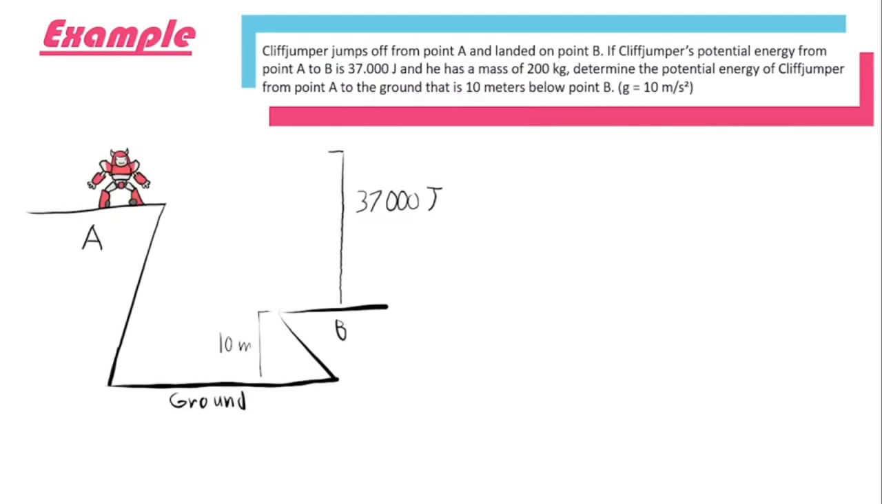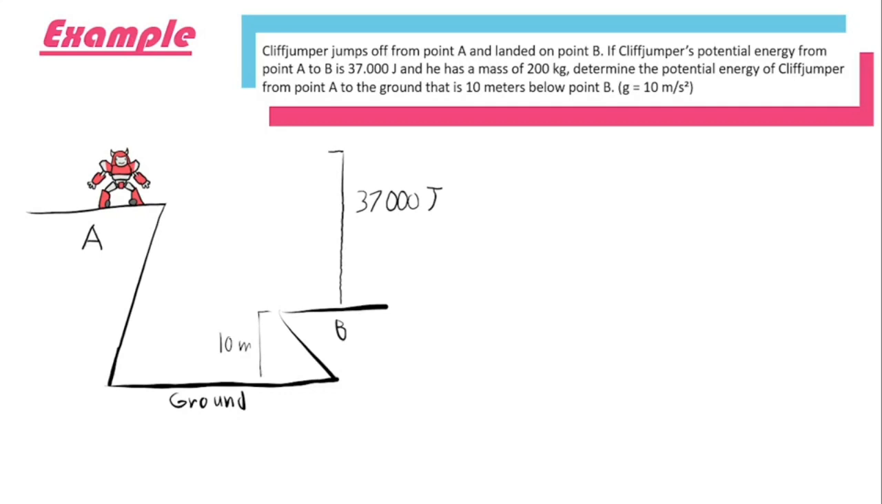Here is an example of a problem involving gravitational potential energy. A cliff jumper jumps off from point A and lands on point B. If the cliff jumper's potential energy from point A to B is 37,000 joules and he has a mass of 200 kilograms, determine the potential energy of the cliff jumper from point A to the ground, that is 10 meters below point B, assuming gravitational acceleration is 10 meters per second squared.